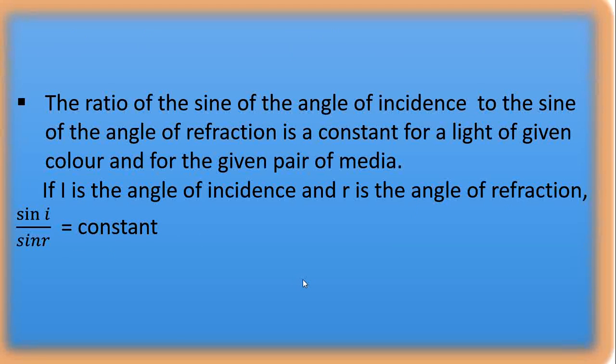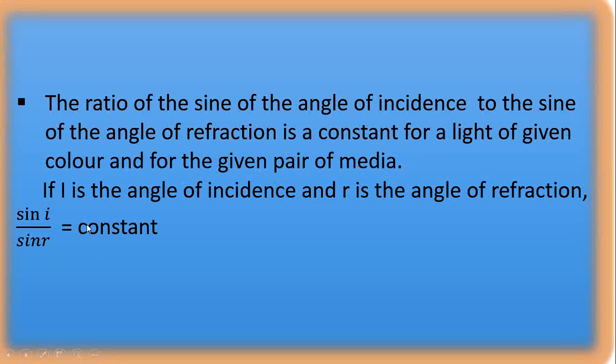Now the second law: the ratio of the sine of the angle of incidence to the sine of the angle of refraction is constant for light of a given color and for the given pair of media. So when we measure the angle of incidence, angle i, and angle of refraction, angle r, the ratio is constant for light of a given color, whatever the color may be, blue, red, violet. It is constant for the given pair of media, meaning air, water, glass, oil, whatever the medium may be.